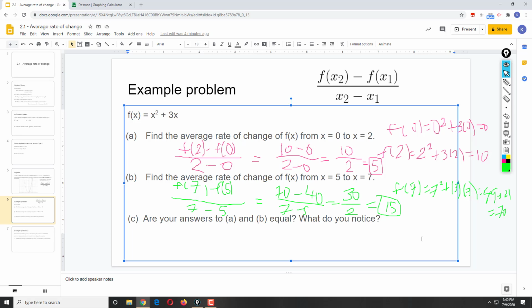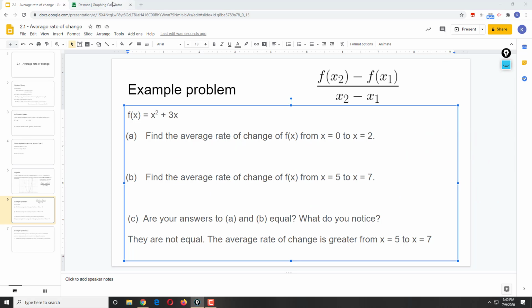Are the answers to A and B equal? Well, the average rate of change from 0 to 2 is 5. From 5 to 7 is 15. They are, of course, not equal. The average rate of change is greater from x equals 5 to x equals 7. So when x is greater, the average rate of change is also greater. It's going up faster.